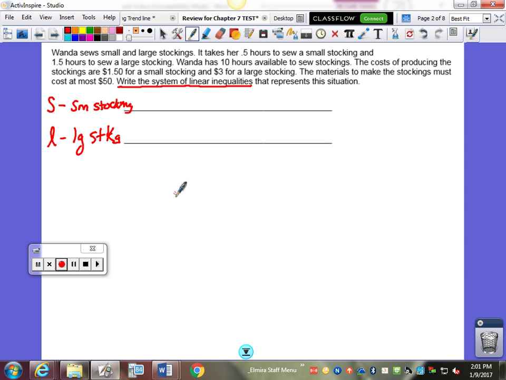So it takes her a half hour for a small and 1.5 hours for a large. And we know we're talking about 10 hours. She has 10 hours available, which means that she could work less than that. She could get them done faster than 10 hours, but she's not going to go over 10 hours. So that's going to be less than or equal to.